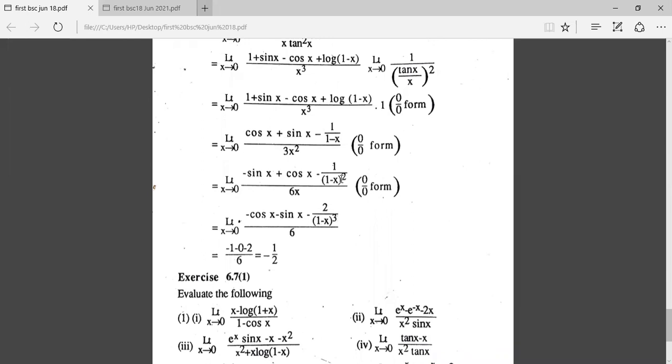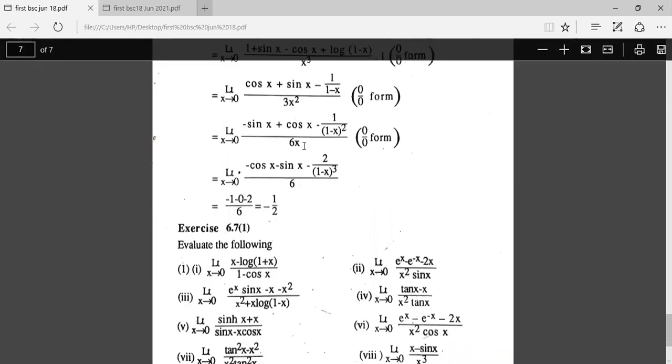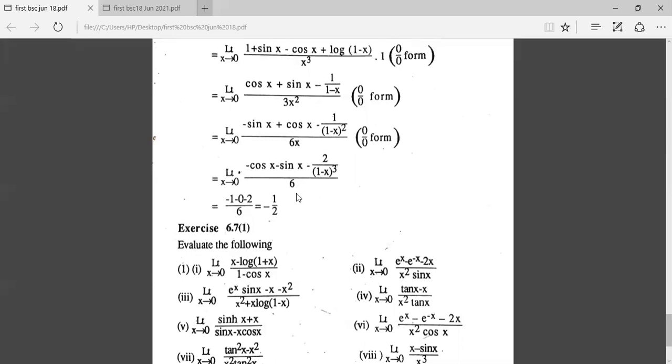Then how to differentiate 1 minus x whole power minus 2? You know the differentiation of x raised to n, how to do it? n x raised to n minus 1. So using our differentiation, you have to differentiate this. You have to differentiate the denominator. What is differentiation of denominator 6x? That is 6. Again, substitute the limit and check whether it is indeterminate or not.